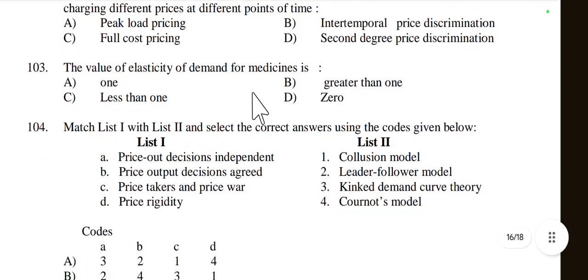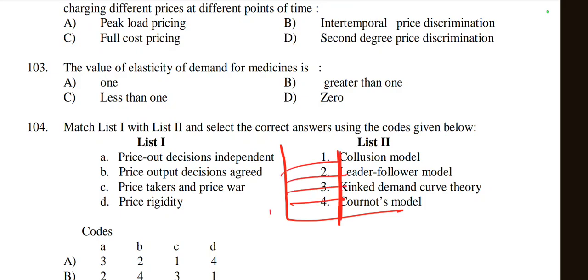Then question number 103, the value of elasticity of demand for medicine is 1, greater than 1, less than 1, or 0. Medicine, we know medicine is a necessary good. We cannot change the quantity demanded. Whatever may the price rise or fall, we cannot shift the quantity demanded here. So quantity demanded is fixed here, whatever may be the price. So here the value of elasticity of demand for medicine is equal to 0, because there will be perfectly inelastic demand.